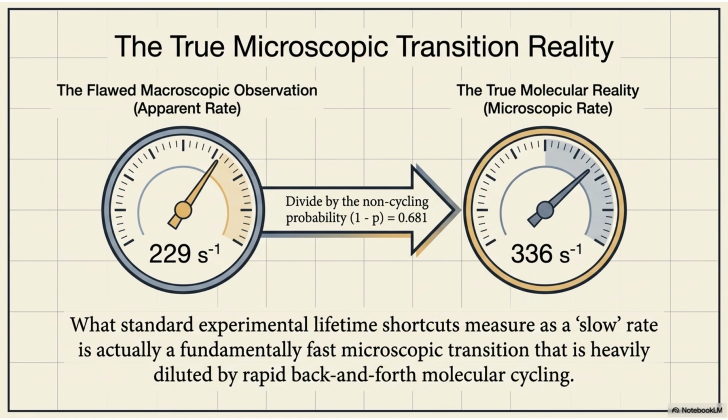The true microscopic transition reality shows the flawed macroscopic observation versus the true molecular reality. What standard experimental shortcuts measure as a slow rate is a fundamentally fast microscopic transition, heavily diluted by rapid back-and-forth molecular cycling.